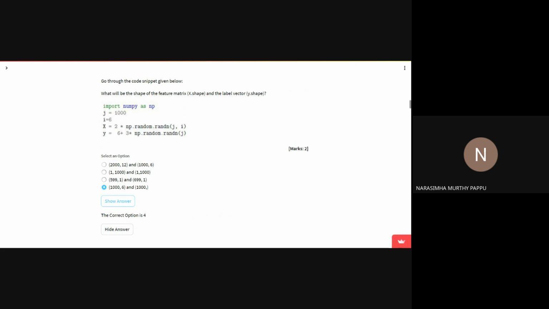Correct. Just out of curiosity, what will the value of y actually be in this case? Because it is 6 plus 3 multiplied, I can understand. So it is multiplying with a vector. So it will be an element-wise multiplication, right? Every element will be multiplied by 3, and then 6 will be added to every element. So the values in the array will change, but the dimension, the shape, will be the same. Okay, the shape will be the same. Okay, got it.